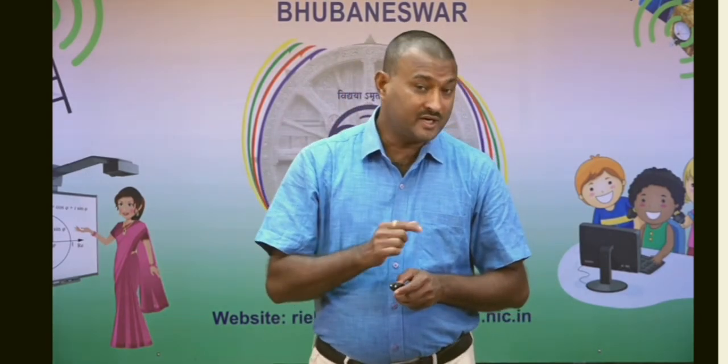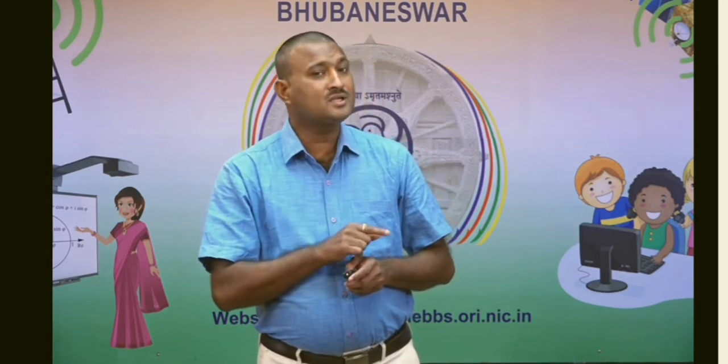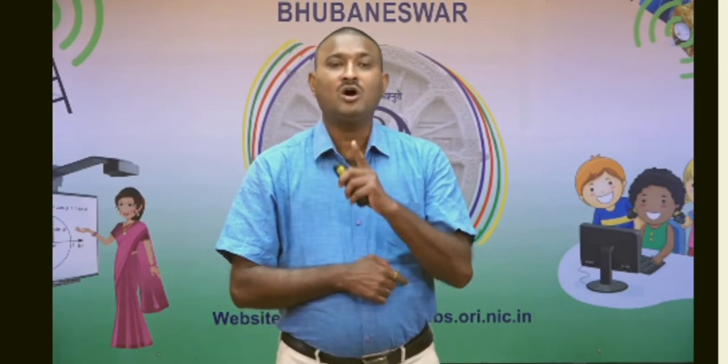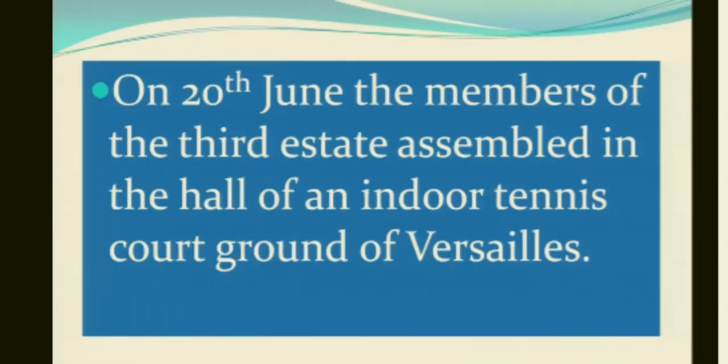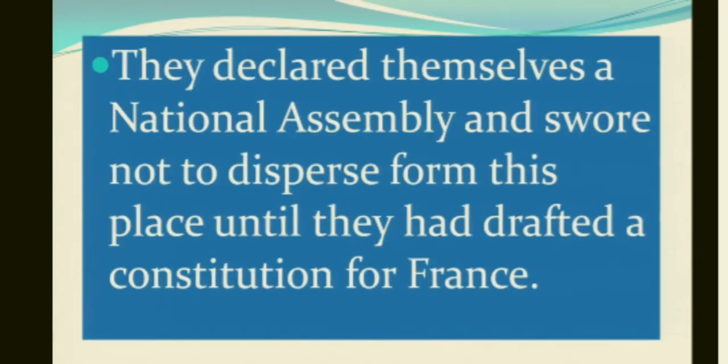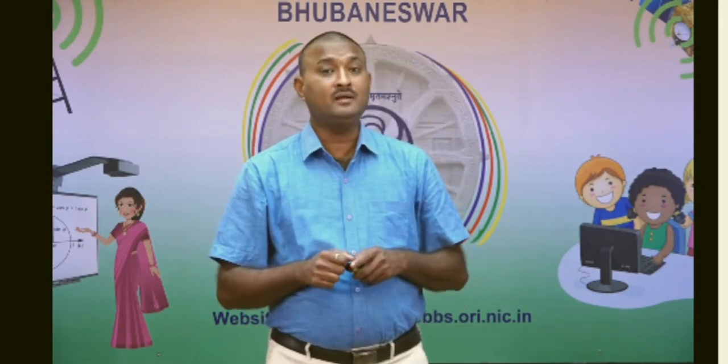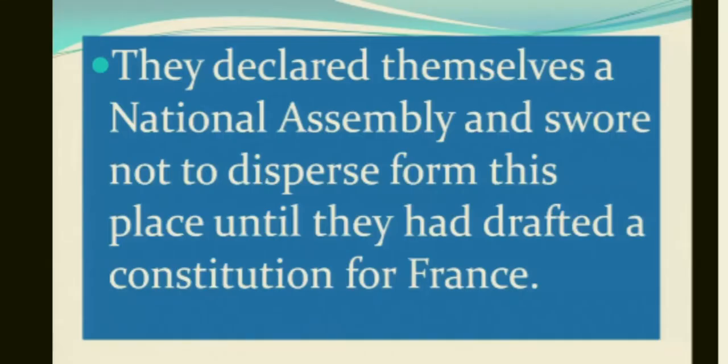And what did they do? All the members who were there in the meeting of the Estates General walked out and assembled in the hall of an indoor tennis court ground at Versailles. That was an indoor tennis court hall. All the members assembled there, and there they declared themselves as the National Assembly.